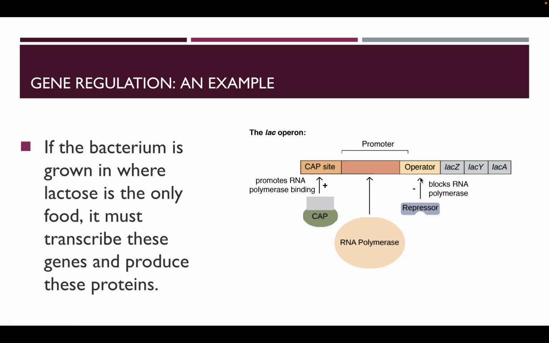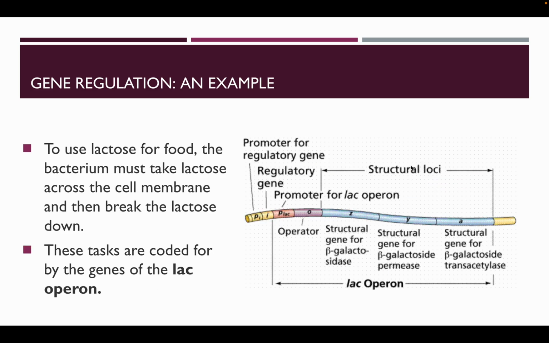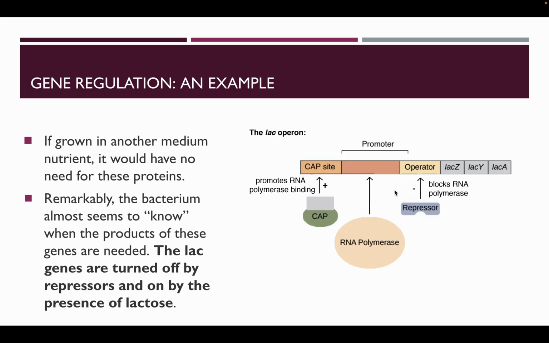Here we have what is called an operator. This operator is the binding site for a repressor protein. A repressor protein is a protein that latches onto the operator and halts the RNA polymerase from connecting to the promoter. So the repressor connects here and gets in the way of RNA polymerase. Therefore, transcription cannot occur, and these genes cannot be expressed.